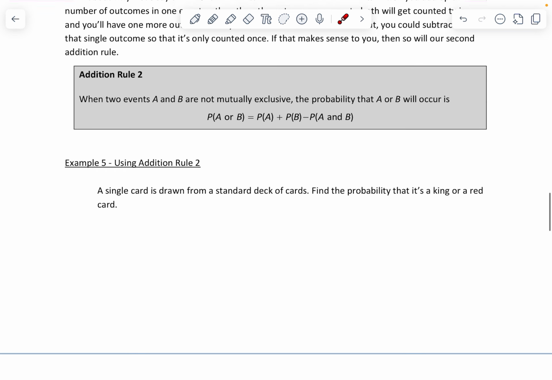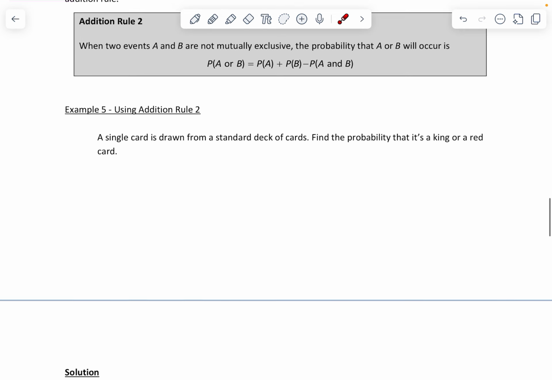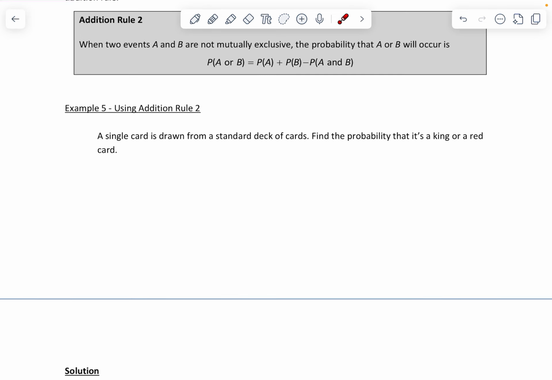Let's look at an example. A single card is drawn from a standard deck of cards. Find the probability that it is a king or a red card. If we were to try to use addition rule 1, we would take the number of kings, which is 4. We'll just say 4 kings.